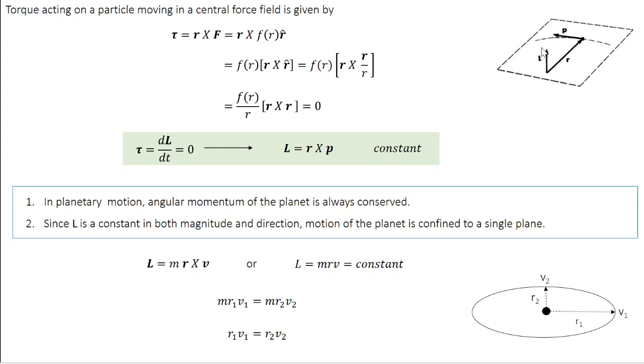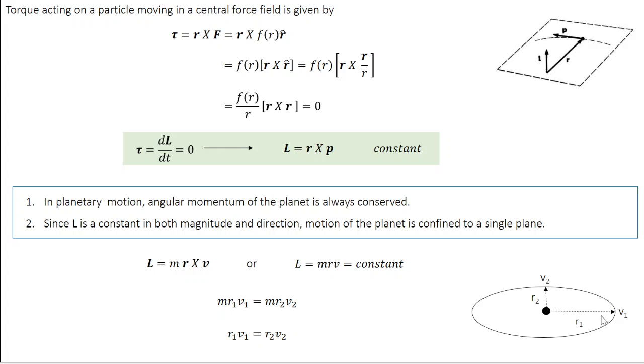Now what is the third implication? So we know that angular momentum is a constant. So angular momentum L is defined as r cross p, or m into r cross v, or if you look at the magnitude, since r and v are perpendicular, you can write it as mrv. So mrv is a constant.